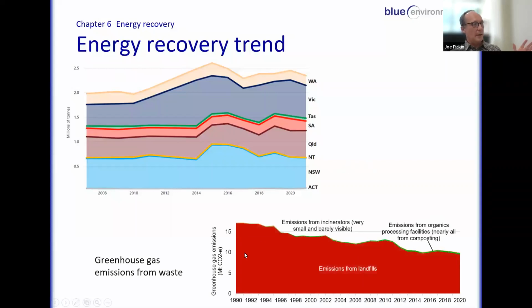But overall, now this is a chart showing greenhouse gas emissions from waste as reported in the national inventory, and you can see an overall declining trend, and we can attribute most, probably nearly all of that decrease to landfill gas collection. So it's an essential part of the operation of the waste management system.